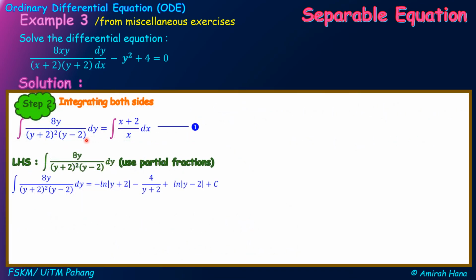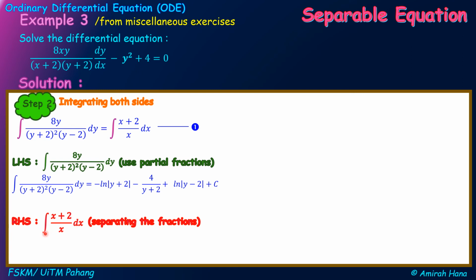Alright, from the previous slide, we have done integrating the left hand side. When we integrate the left hand side, which is the integration of 8y over y plus 2 squared times y minus 2 dy, it equals negative ln modulus y plus 2 minus 4 over y plus 2 plus ln y minus 2 plus c. Now we can continue to integrate the right hand side. The function on the right hand side is the integration of x plus 2 over x dx.